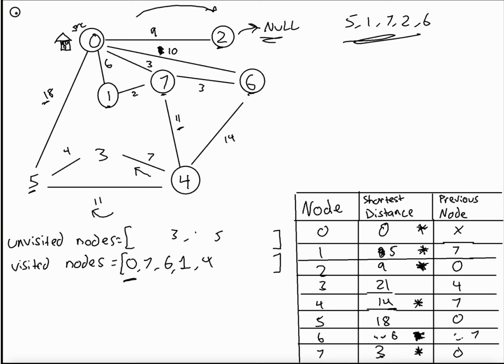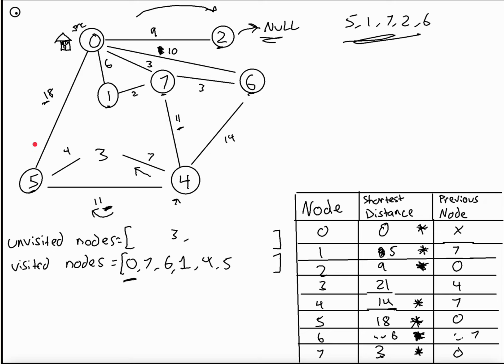Okay, so we have this distance of 21 or 18 to get to 5. So we're going to choose 5 next to visit. 5 becomes part of our visited array. And then to get to 5, we can either come from 4, which gives us a distance of 14 plus the 11. Okay, I'm not explaining this well.